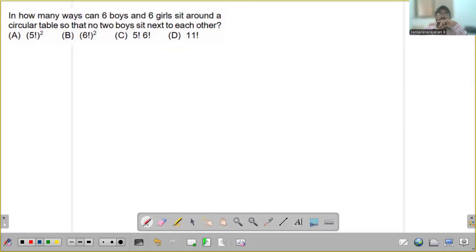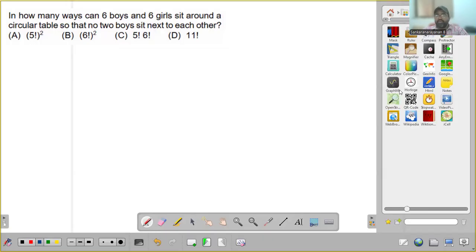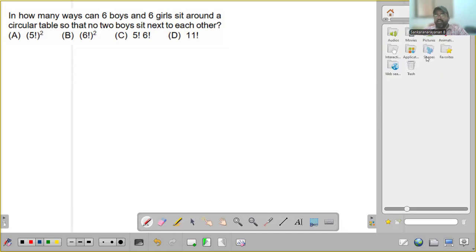Take a look at this. In how many ways can 6 boys and 6 girls sit around a circular table so that no 2 boys sit next to each other? So please be aware, suppose you are having a round table arrangement. Okay. So the number of ways that these people can be arranged.